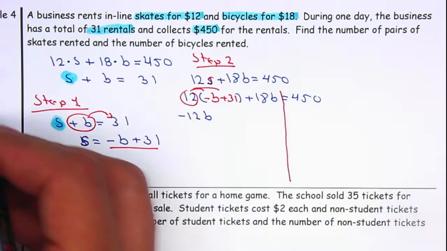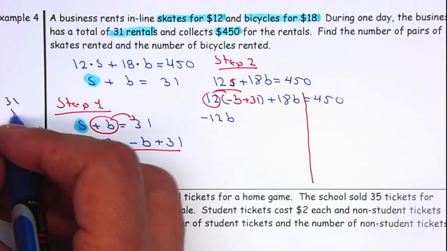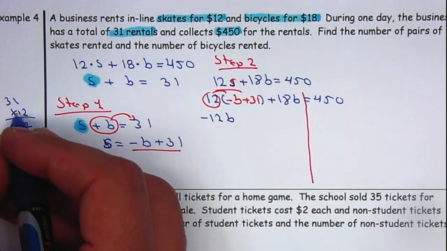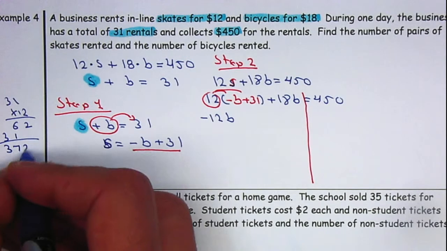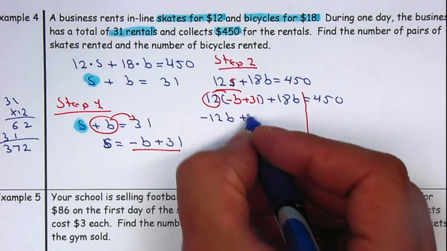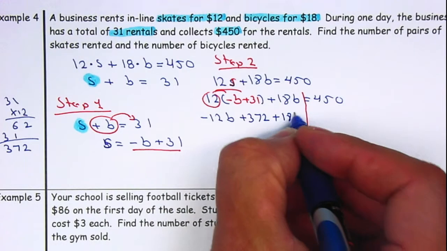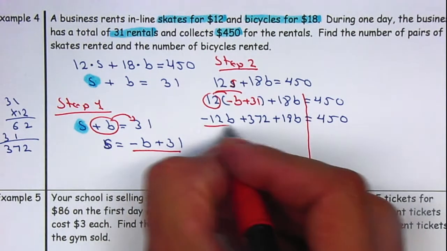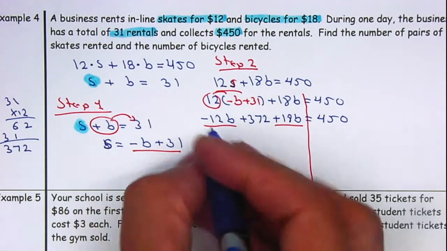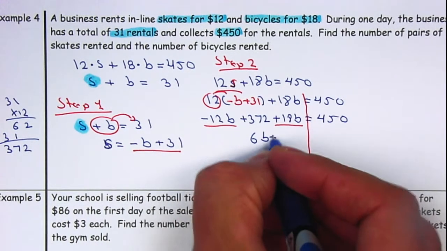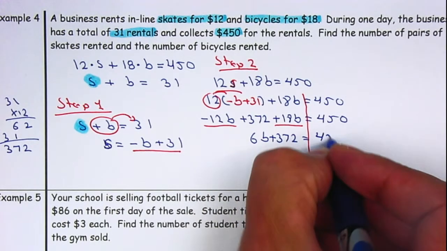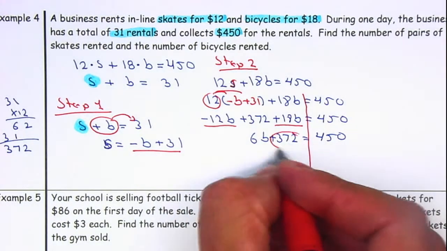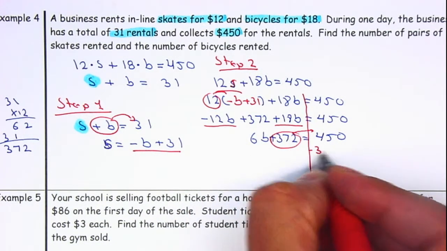12 times 31, I'm going to multiply on the side. 31 times 12 gives me 2, then 6, then 1, then 3. So the 372. So plus 372 plus 18B equal to 450. I'm going to combine my like terms. Negative 12B plus 18B gives me 6B plus 372 equal to 450. Now I need to leave the B by itself, so I'm going to move my 372 to the left-hand side, becomes a negative.